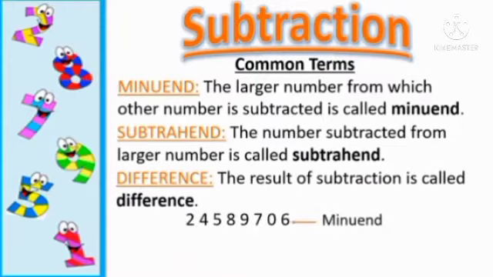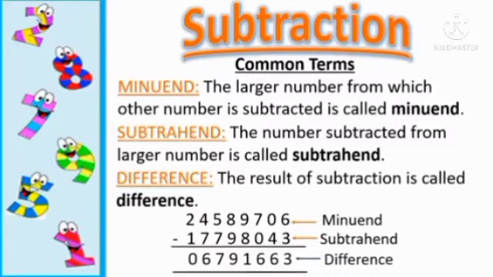For example here, 2 crore 45 lakh 89,706 is the bigger number and is known as minuend. 1 crore 77 lakh 98,043 has to be subtracted and is the smaller number and known as subtrahend. When we will subtract these two numbers, the result is 67 lakh 91,663 and this result is known as difference.